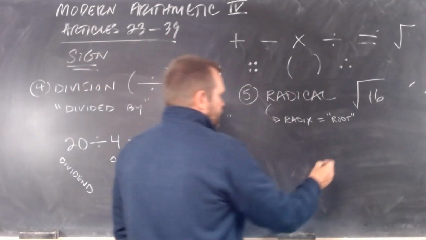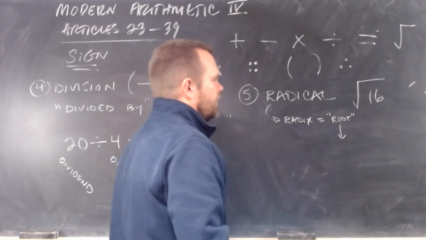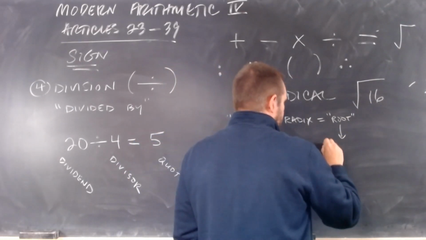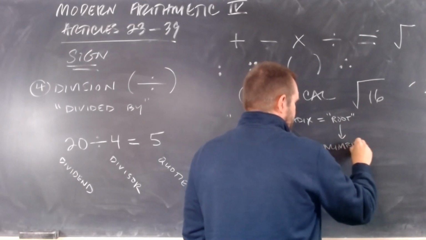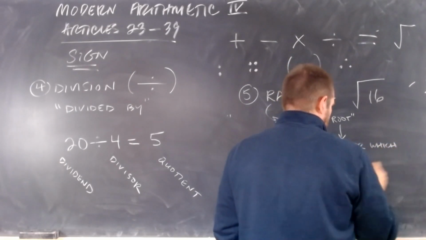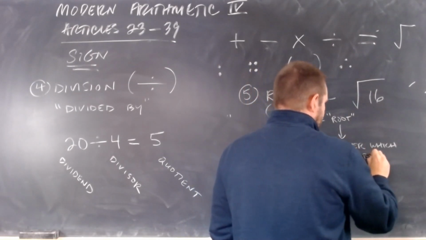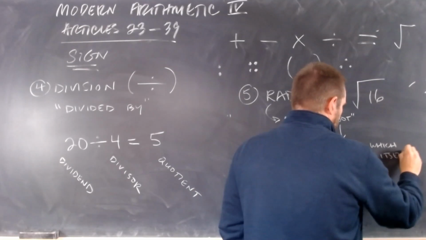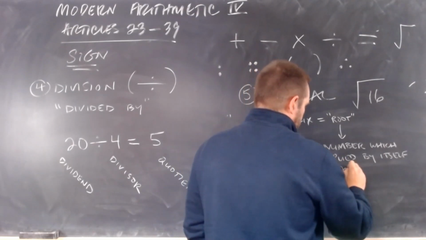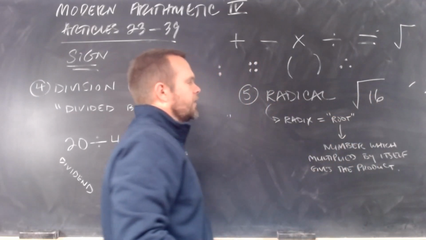What we mean by a root is a number, a quantity which multiplied by itself gives this product. So a root is a number. I'll write number since we're in arithmetic. A number which multiplied by itself gives the product. Gives the product under the radical sign.